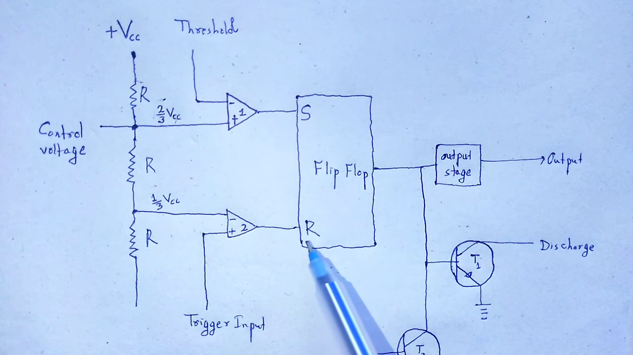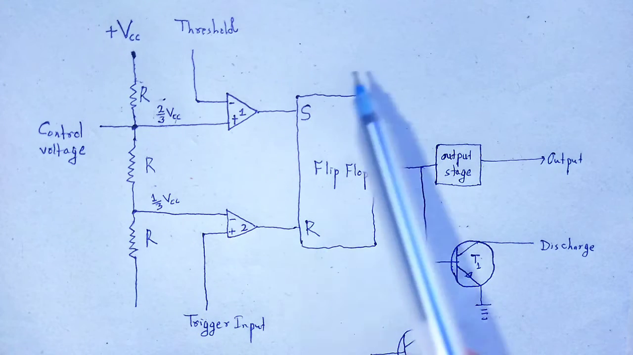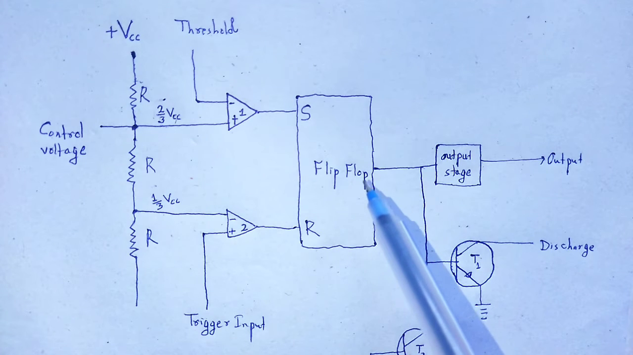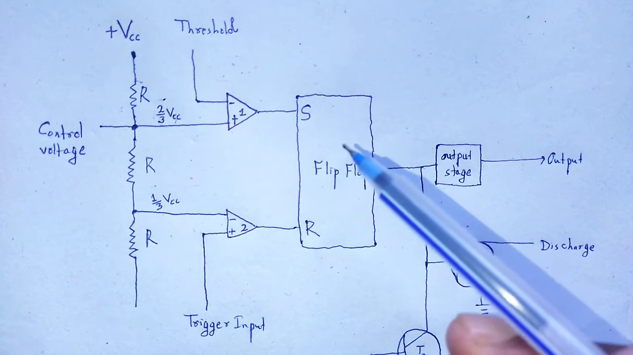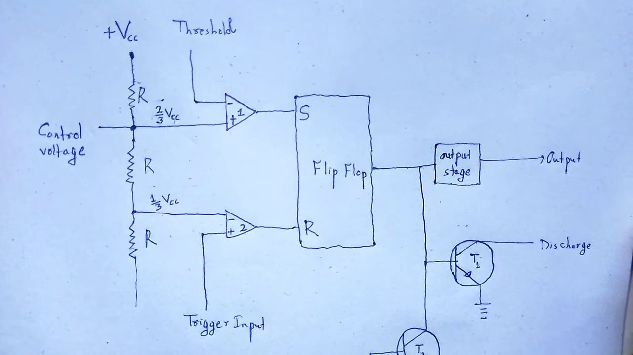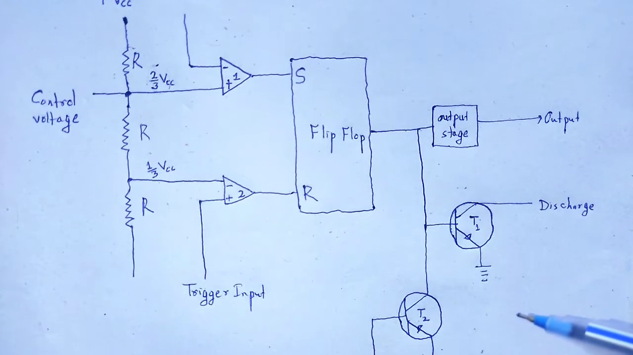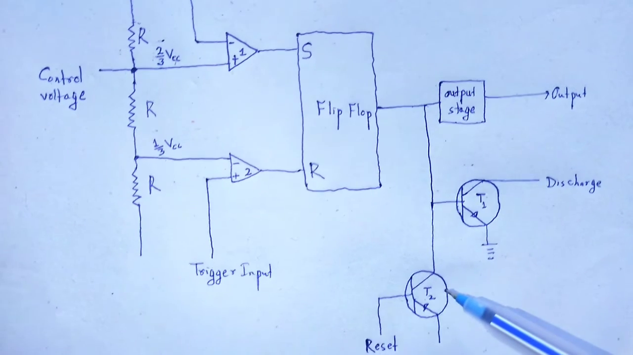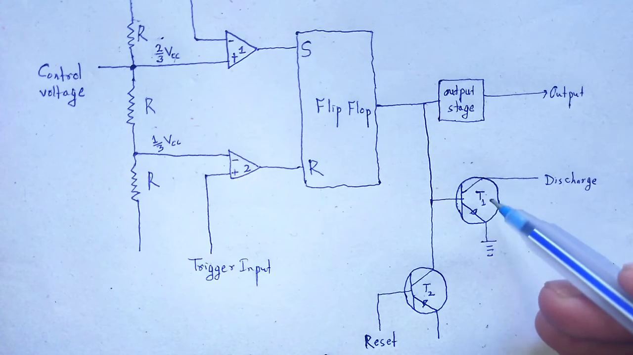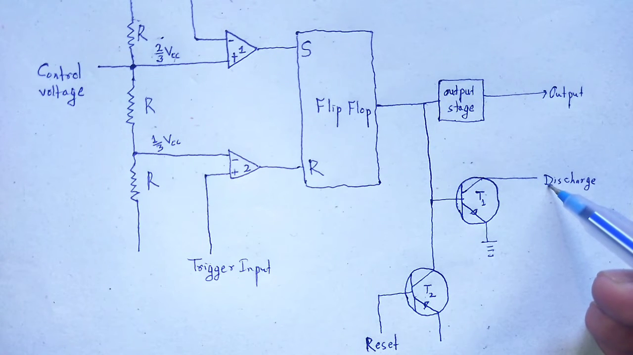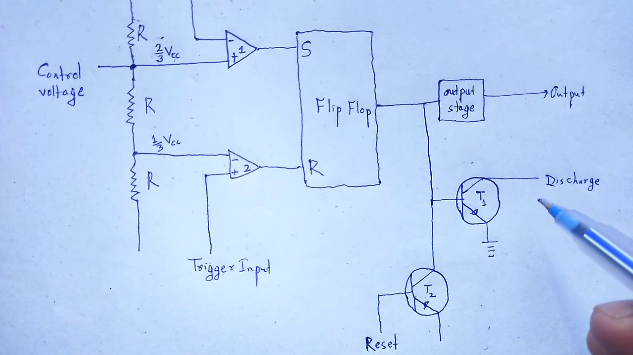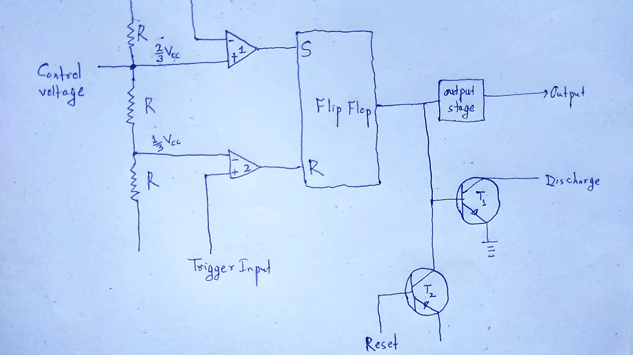Subsequently, the outputs of both these comparators are fed to the RS flip flop. The flip flop assumes its state accordingly, whether it is 1 or 0. In that diagram, we show two transistors labeled T1 and T2. The first transistor T1 is a discharge transistor, and it saturates or cuts off depending upon the output of the flip flop. A capacitor is connected externally to the discharge transistor. The transistor in its saturation state can provide the capacitor with a discharge path.